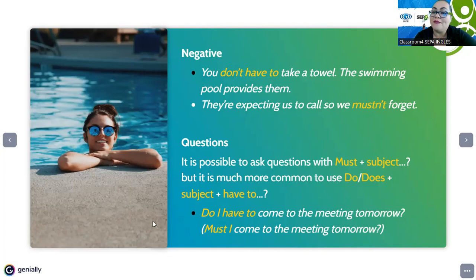If I'm talking about a person in third person, for example, Sarah, does she have to come to the meeting tomorrow? Because it's Sarah, I'm going to say, does Sarah have to come to the meeting tomorrow? Depending on the person, I'm going to use do or does for the questions, okay? And about must, I say, must I come to the meeting tomorrow? It's different. I'm not using any auxiliary. I use must at the beginning and then the subject and the complement.